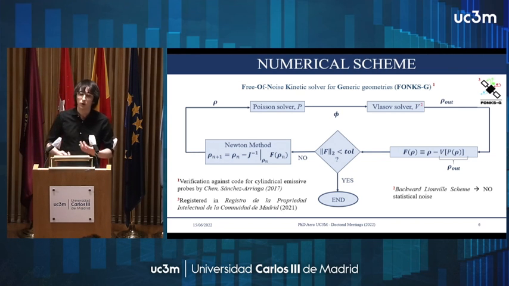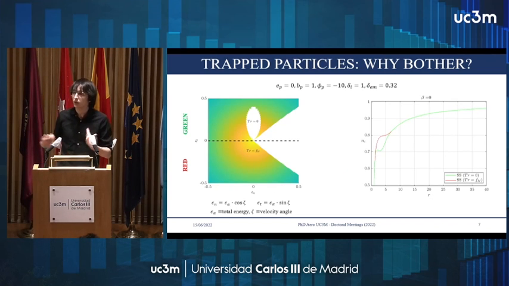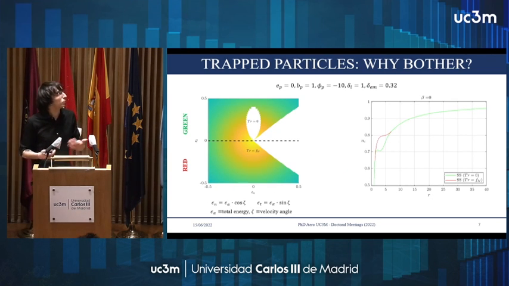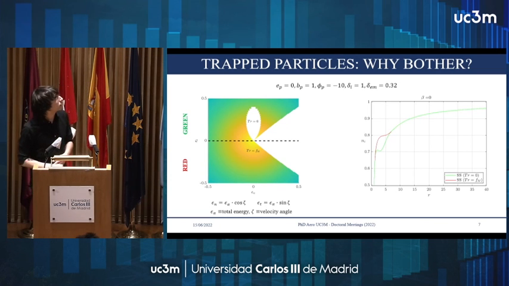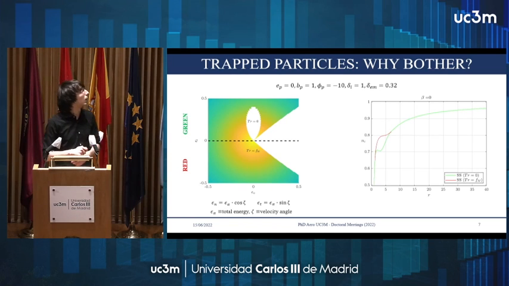But as I said before, it has a limitation in that it cannot address the population of trapped particles, which is something that we are interested in, because we want to see if they have an impact on the final sheath that develops around the probe. Here what I'm showing is a detail of the velocity space distribution function that I obtained with my stationary code on the top. I detect that there are some trapped particles, but I cannot discern where they come from.